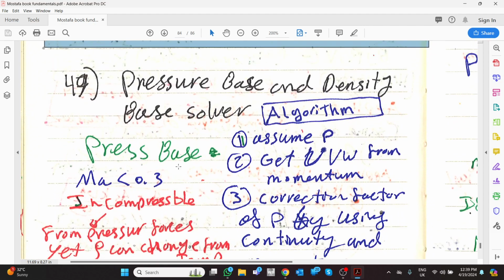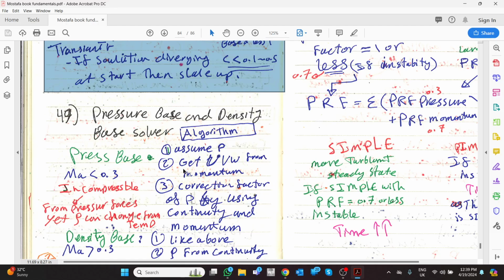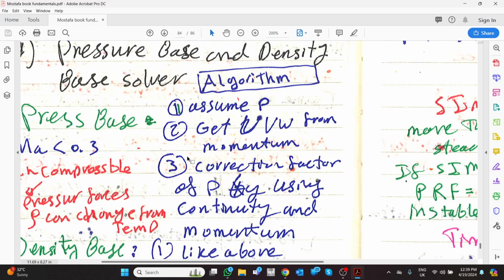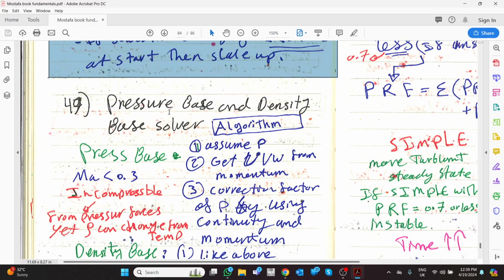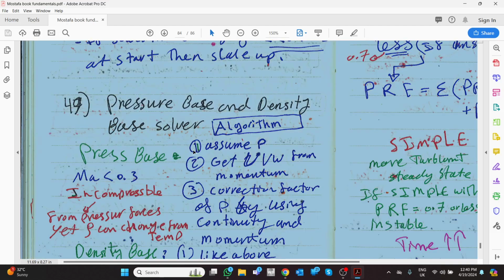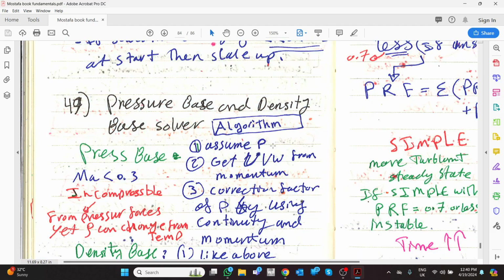Now the pressure base and density base solvers. In CFD, there is an algorithm which is either based on a pressure base or density base solver. What is this? Normally, if it is based on pressure base, what is happening? The CFD program is going to assume the pressure, then it will get velocities from the momentum equation.